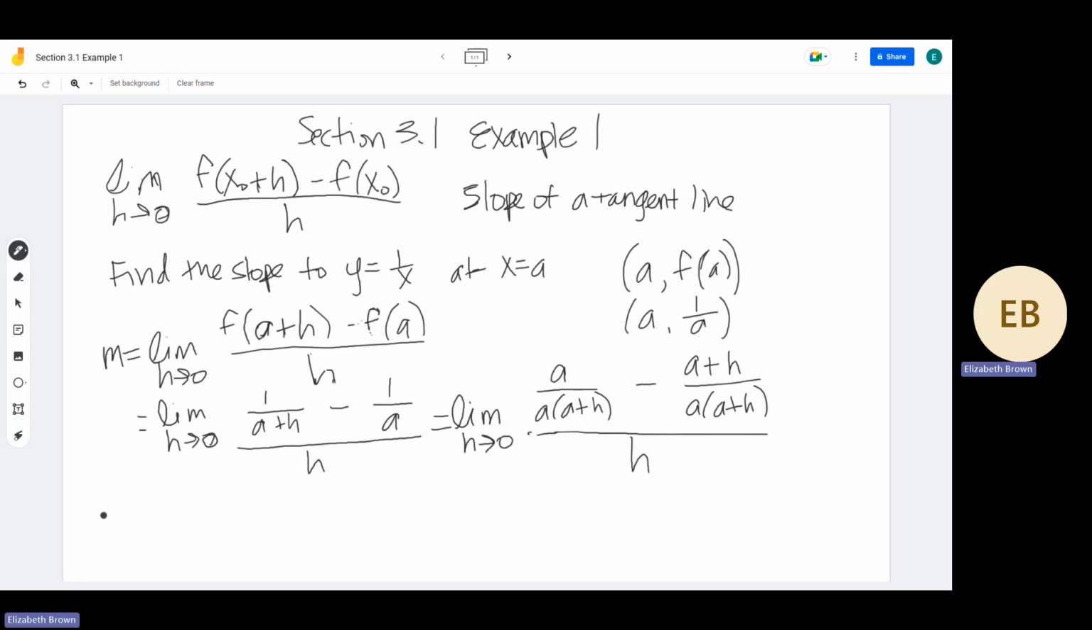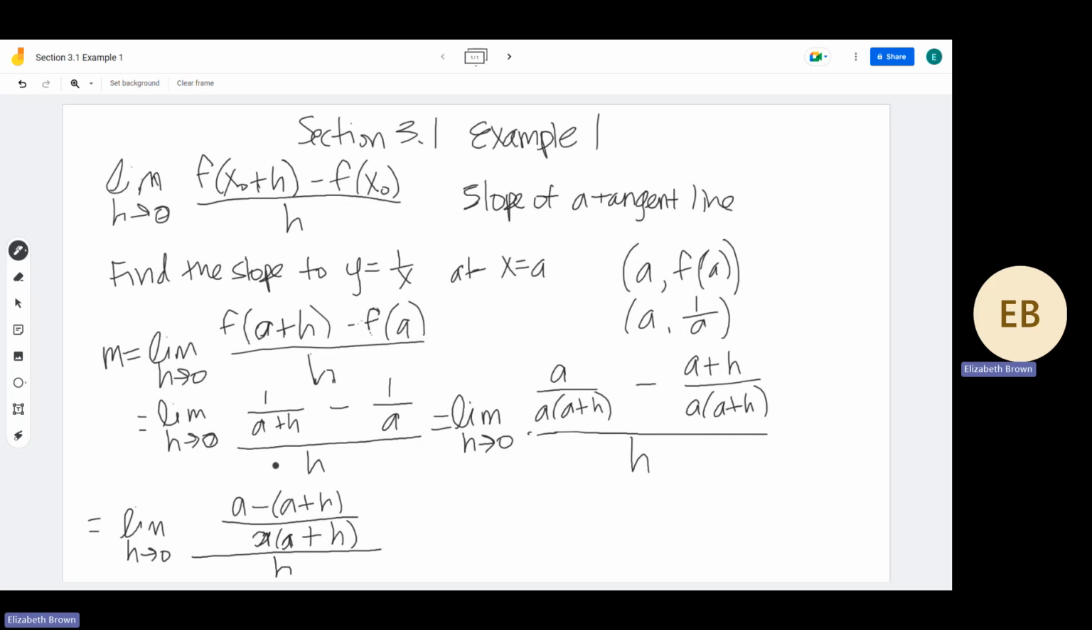Now that the 2 fractions in the numerator have the same denominator, we can combine them into one, which was the goal all along. So we now have 1 minus (a plus h) divided by a times (a plus h), all divided by h still.